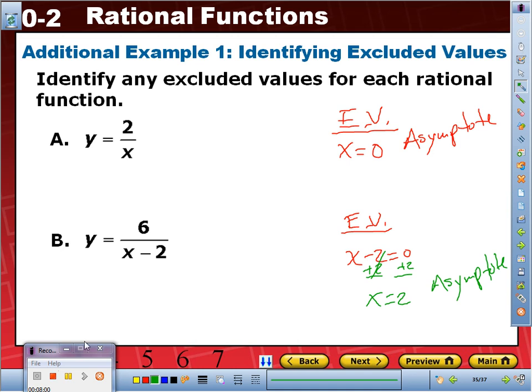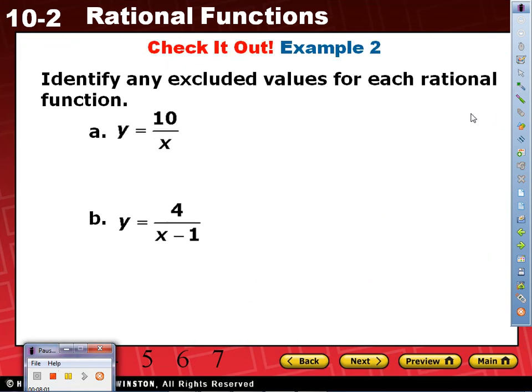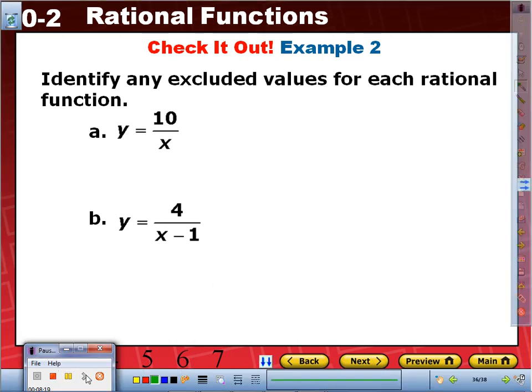Copy this down, please. Example 2. Copy those down. Do those by yourself. Find me the excluded values or my asymptotes. Y equals 10 over x, and y equals 4 over x minus 1. All right, check with your neighbor for the excluded value, see if they have something similar to yours. I got 0 and 1.